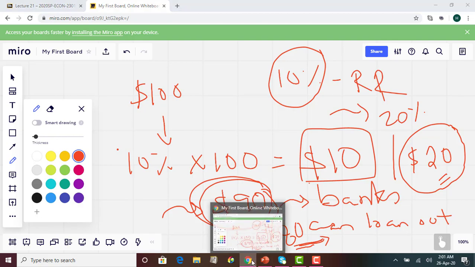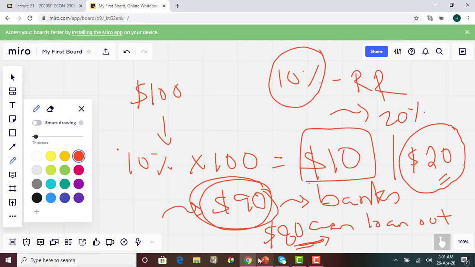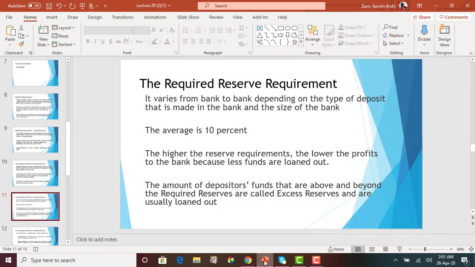So that means they will be able to make less profit, right? Because banks make profits by charging interest on loans. If the reserve requirement is higher, it means they can loan out less money, and as a result they will be earning less interest, and therefore their profits will be going down. So the higher the reserve requirement, the lower the profits to the banks, as less funds are loaned out.